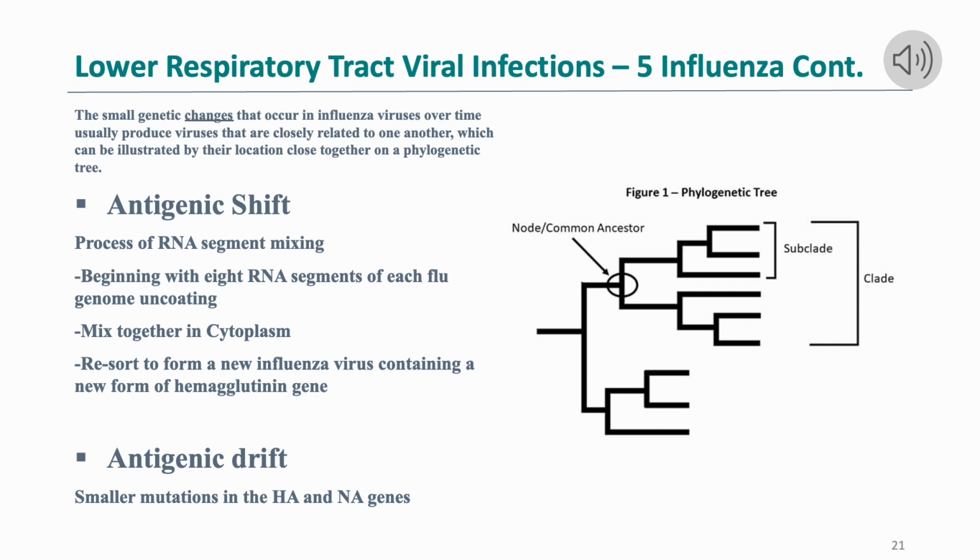There are 2 ways that these genetic changes can occur. They can occur through the antigenic shift, which is the process of RNA segment mixing. This begins with 8 RNA segments of each flu genome, and they uncoat, mix together in the cytoplasm, and then resort to form a new influenza virus containing a new form of the hemagglutinin gene. The second way is through the antigenic drift, which is just smaller mutations in the HA and NA genes of the influenza virus.